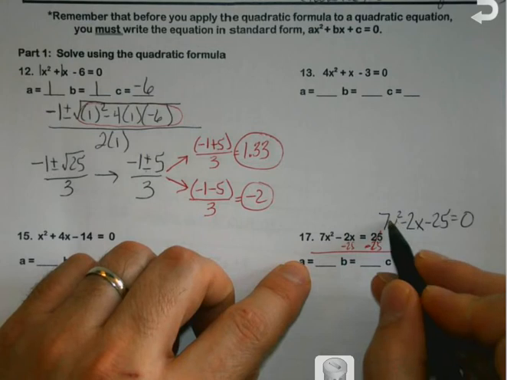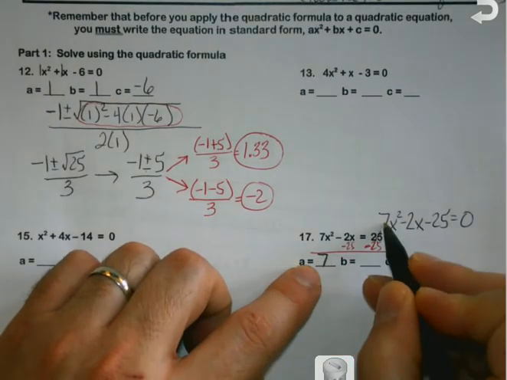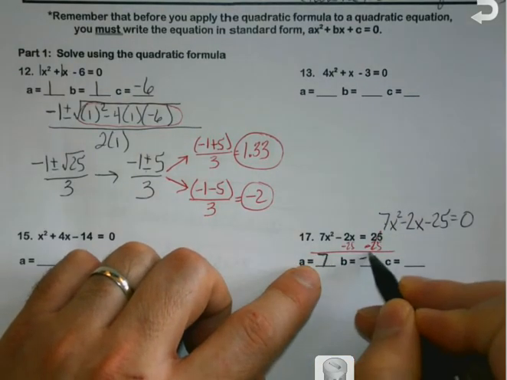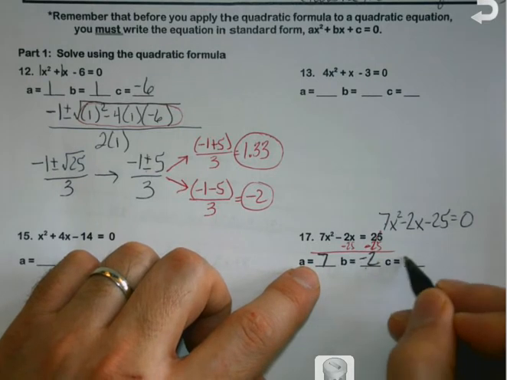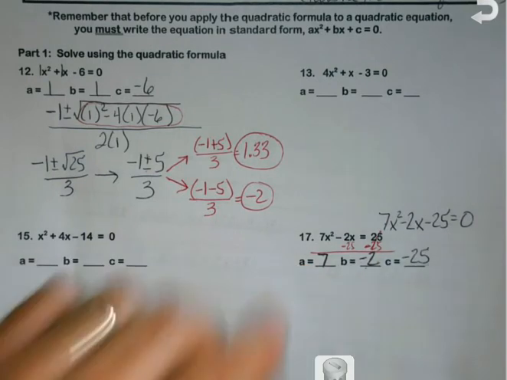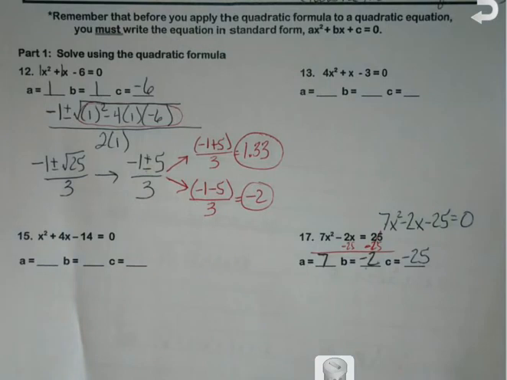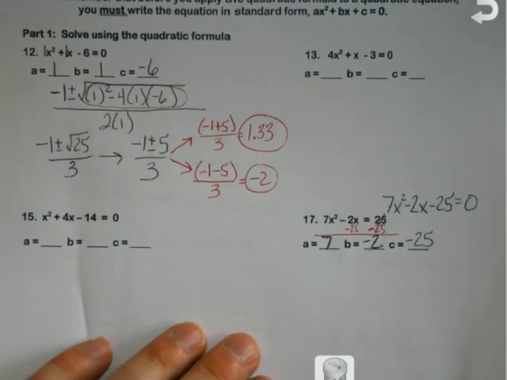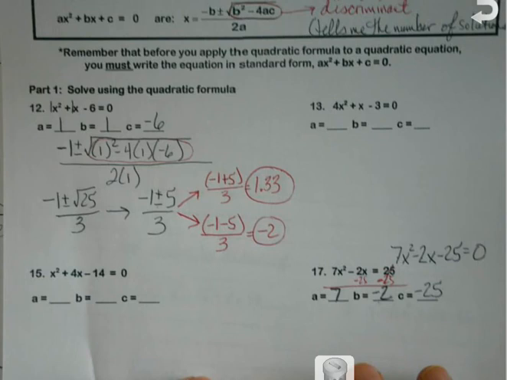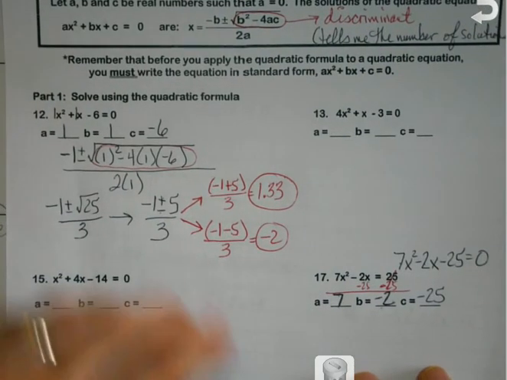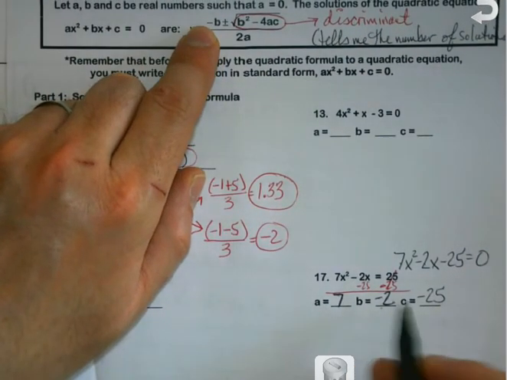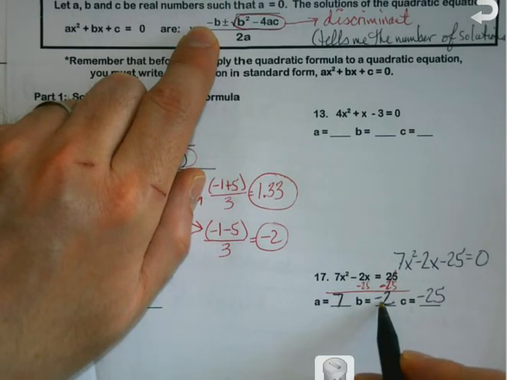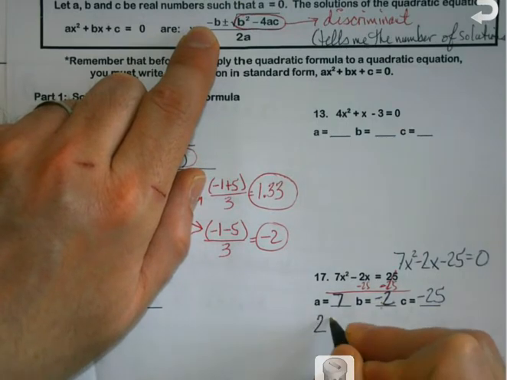Now I can do everything. Now I can see, okay, my a value is 7, because it's the number in front of x squared. My b value is -2. And my c value is -25. And I'm just going to plug those in to my formula. So, now be careful. Negative b, or the opposite of b. Well, the opposite of -2 is +2.